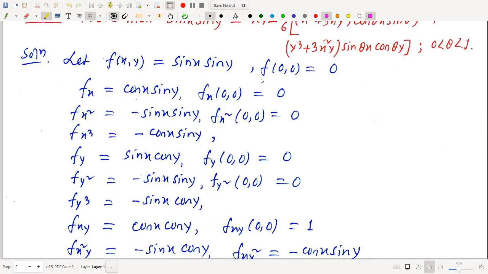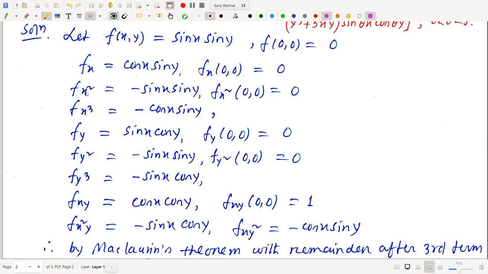f(x,y) is here sin x sin y. At (0,0) the value of the function is 0, since sin 0 is 0. Then fx means partial derivative with respect to x, y constant, so it is cos x sin y, and at (0,0) it is 0 because sin 0 is 0. Then fx square: the derivative of cos x is minus sin x, so at (0,0) it is again 0 because sin 0 is 0.